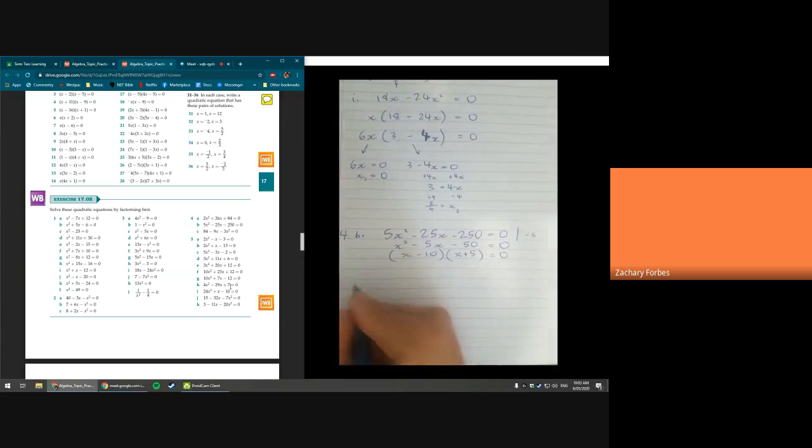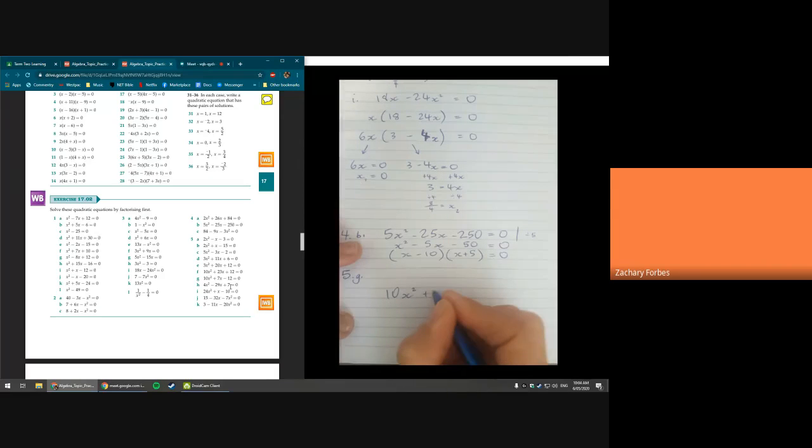What's a good example? Pick a random one. Why not? G. Ooh, these actually require you to learn a new technique. I think we may have already learned it. I think you learned it maybe in week 2. 10x squared plus 7x minus 12 equals 0. By the way, I haven't finished question 4 yet.